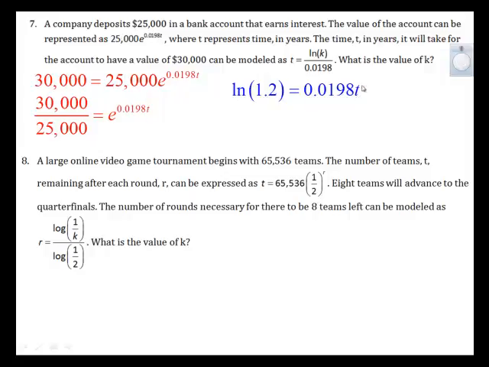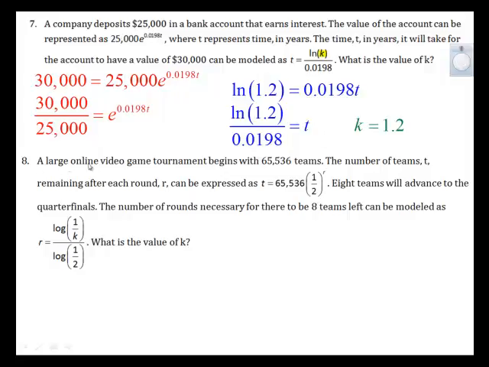Now the T is not by itself, so we're going to divide both sides by this decimal. So I have the natural log of 1.2 divided by this, and then we have our T. I wouldn't figure out what this is because that's not what the question is asking. The question is asking, if you have this, what is the value of K? Here we see that the value of K in this case is going to be 1.2. So that would be your answer. K is 1.2.